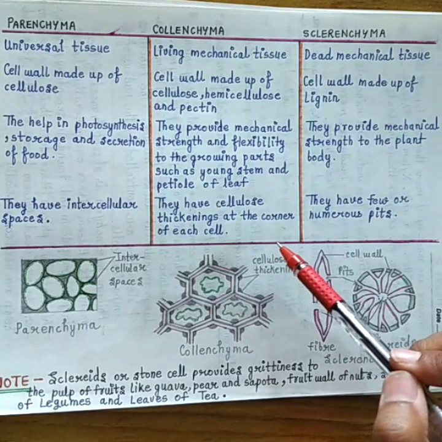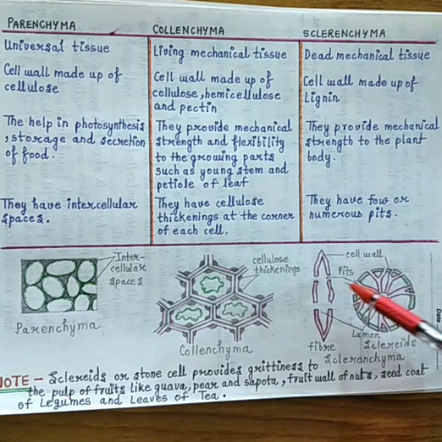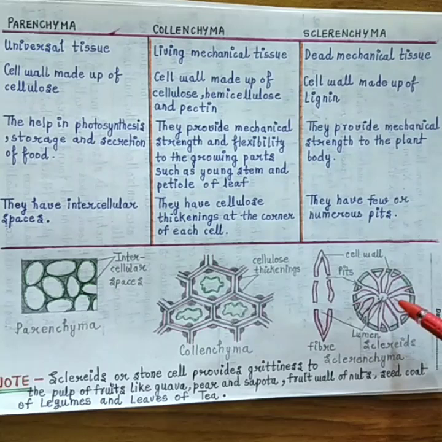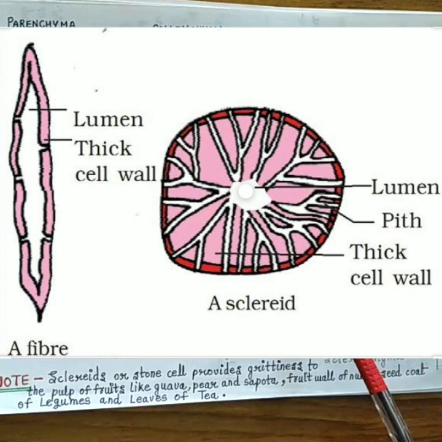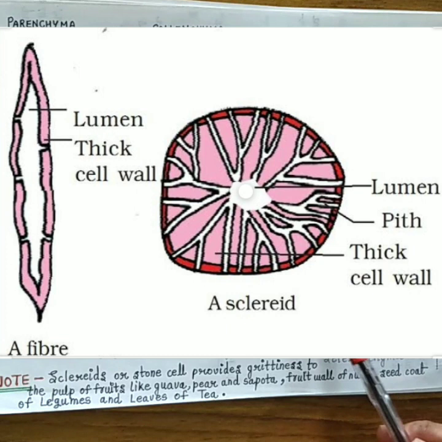Now sclerenchyma, if you observe, has two types: fibers and sclereids. Sclereids are also known as stone cells, and they provide rigidity to the pulp of the fruit. The characteristic feature of sclerenchyma is that they have few or numerous pits. You can see these openings in both types of sclerenchyma cells. So these are pits.